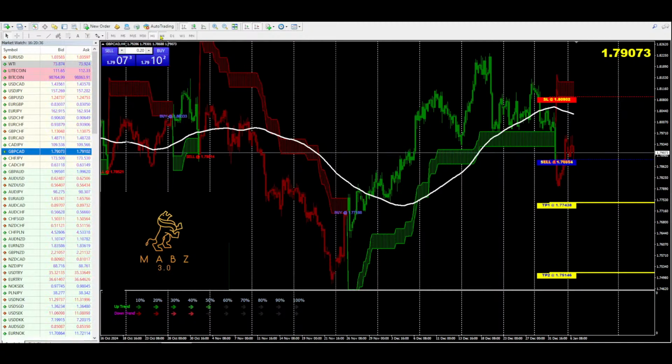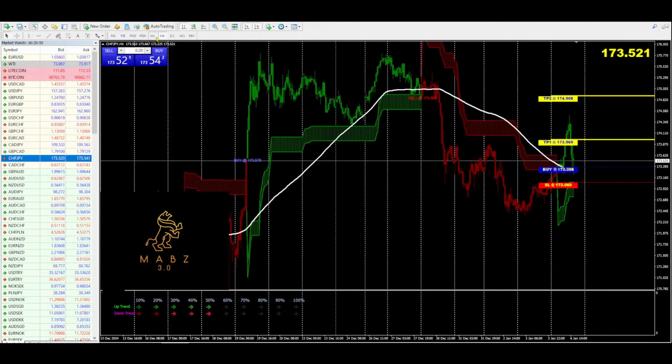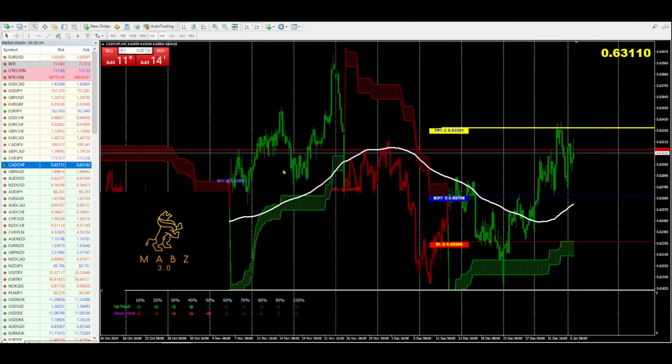GBP CAD. Let's see on the H4 chart what's happening. The reason why I'm on the H4 chart, guys, is I want to open up the trades and just let them run. I don't want to babysit my trades. I want some trades that can pop for me, you know what I mean?